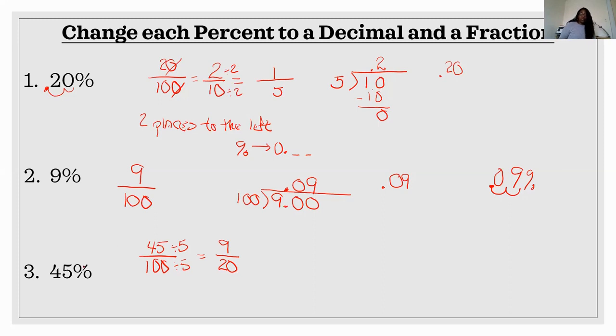As a decimal, I will move it 2 places over. So as a decimal, 45% will be 0.45. Okay? All right, that was a lot, but keep that in mind as we progress forward.